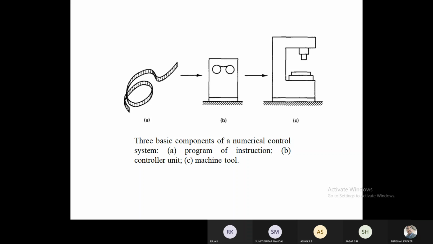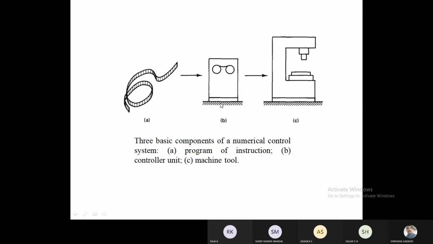Whatever the geometrical coordinate movements are required, those instructions will be called block of informations or block of instructions. One complete instruction block it is. That will be taken into an MCU. MCU will be converting this into a form which the machine tool can understand. First it takes the numerical input, and these numerical inputs will be converted into another form which the machine can understand and perform the job. So this is the main program of the control unit.